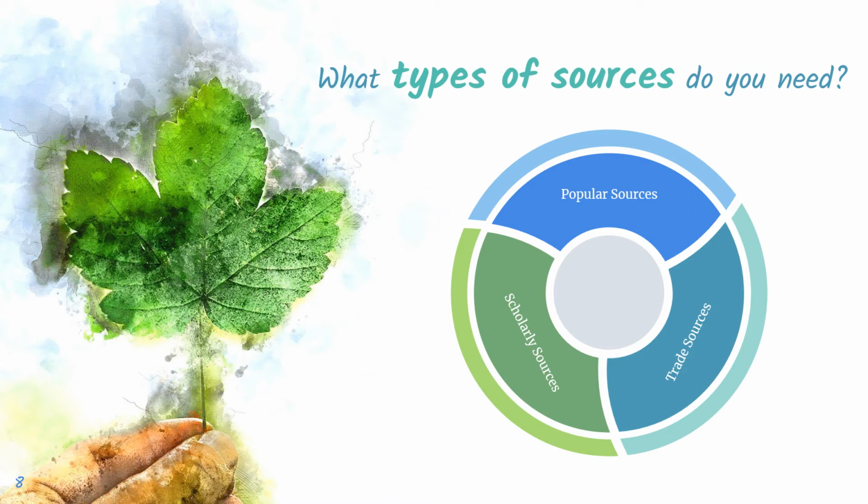When we think about trade sources, those are sources that are written for a specific trade or industry. So for example, if you were a student who was majoring in education and you were looking at trade sources, your sources would be written for current and future teachers. Now our last category are scholarly sources. And scholarly sources are written, big surprise, for scholars. They are often written by experts in the field, and they go through a peer review process.